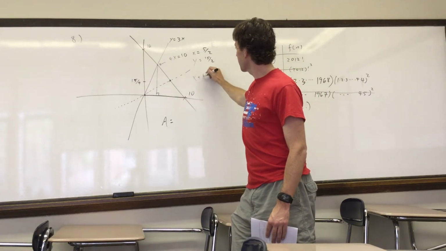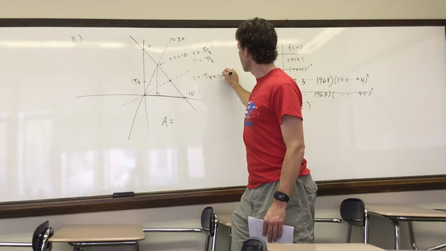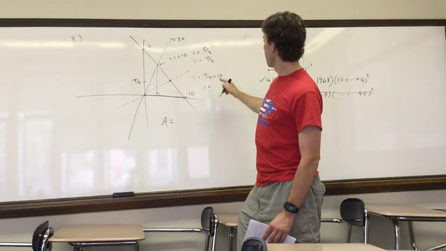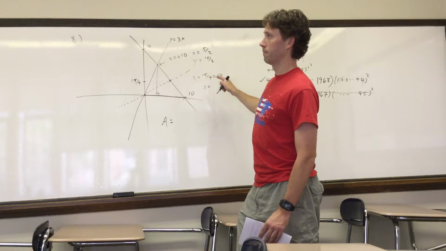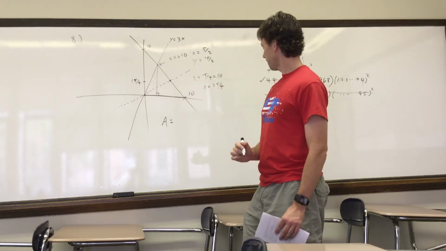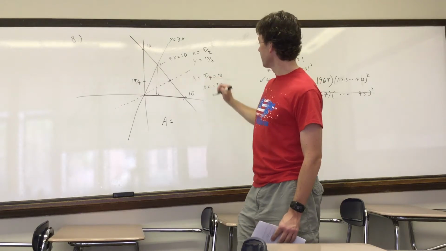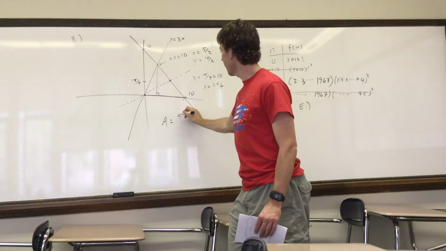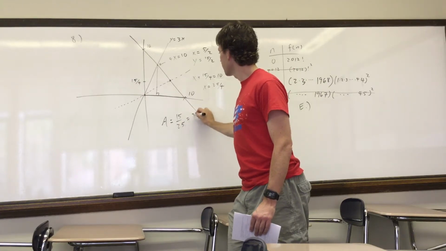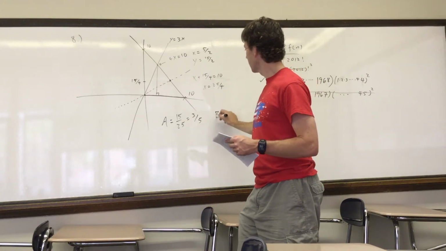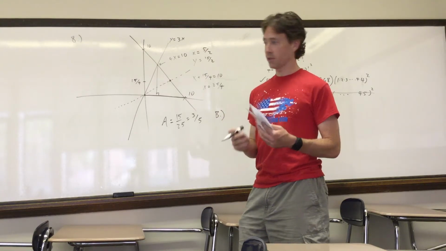So we have x plus 15 over 4 equals 10, so the x coordinate is going to be 25 over 4. And so the slope is going to be 15 over 25, which is 3 over 5. And that's answer B. So that's question 8.